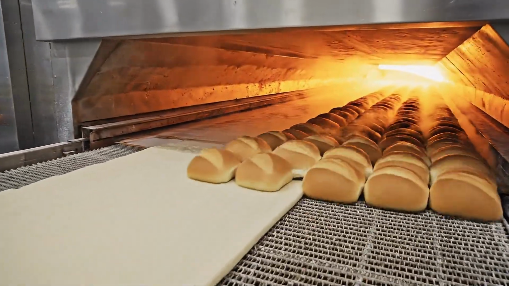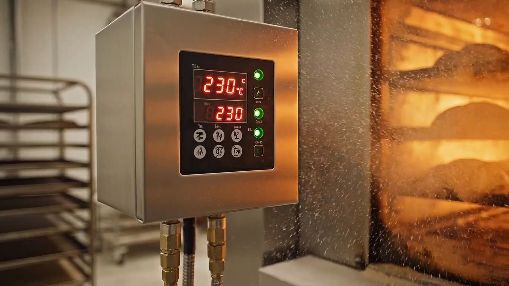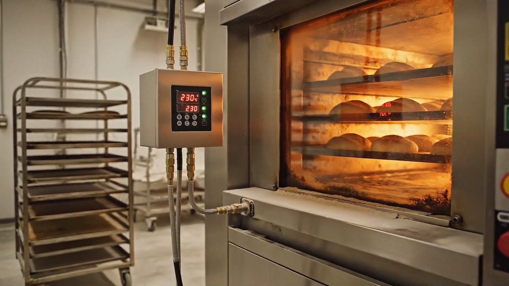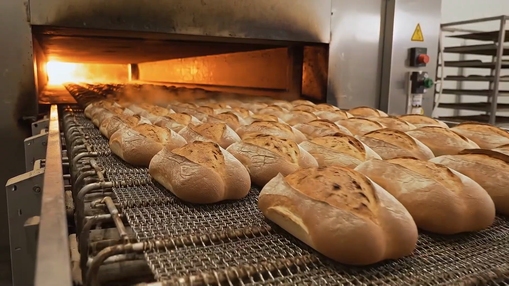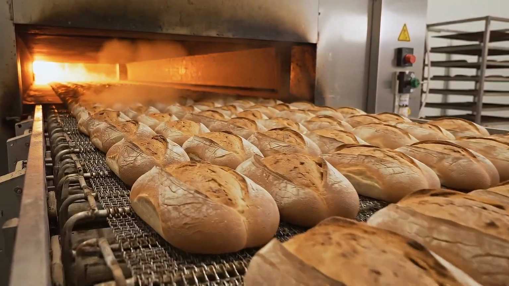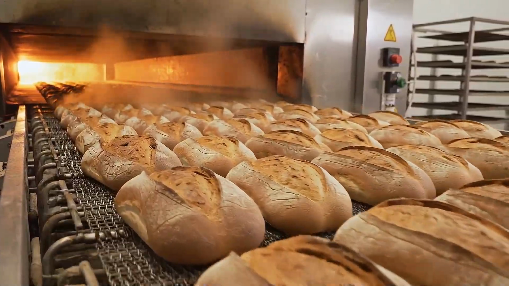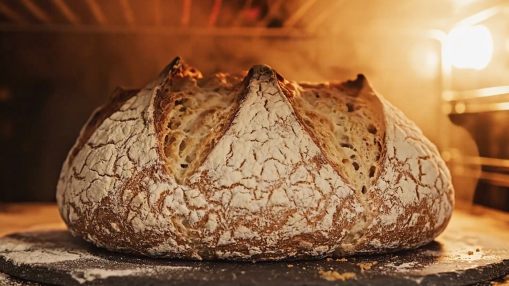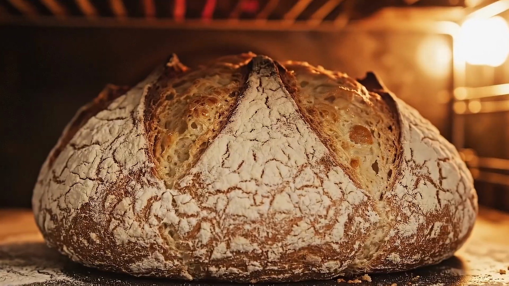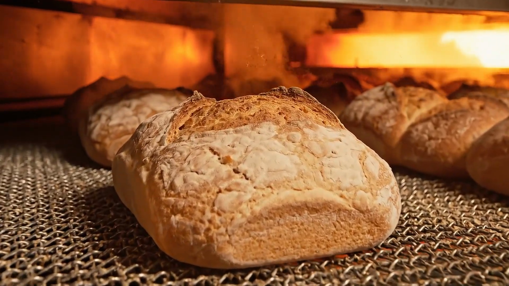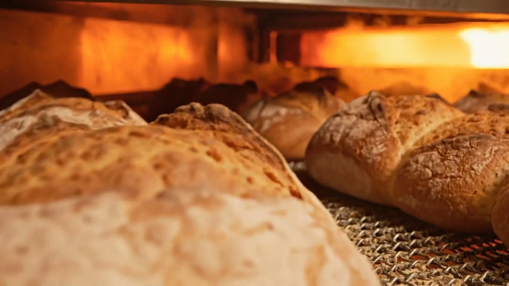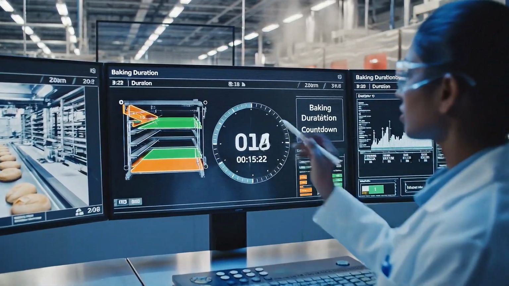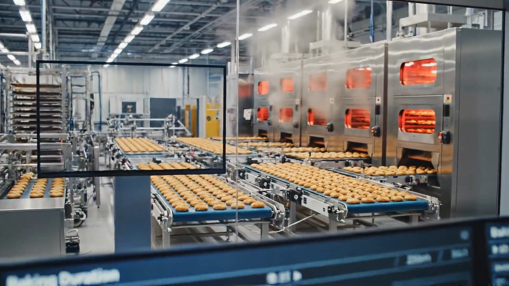Baking takes place inside large industrial ovens. These ovens operate at carefully controlled temperatures. A conveyor system moves the dough steadily through the oven. The heat causes the dough to rise one last time. This stage helps form the bread's outer crust. Baking time is precisely calculated for each product.